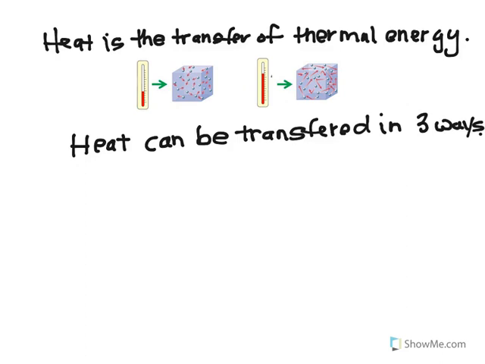Just because two objects are in contact might reach what we studied, thermal equilibrium, does not mean that the temperature is exactly in the middle. So when you were heating up the water with rocks, the final temperature of equilibrium wasn't necessarily right between the temperature of the water and the rock. But heat is the transfer of thermal energy, and heat can be transferred in three ways.